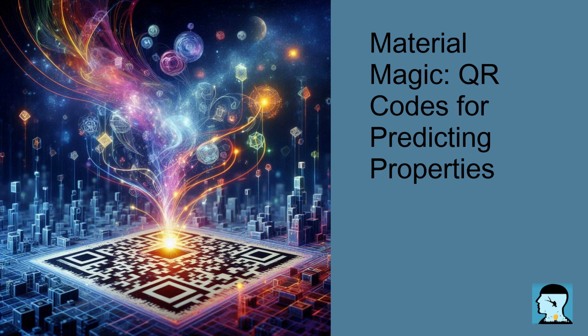Today, we'll explore the exciting world of machine learning surrogate models, particularly QRChEM. These models leverage molecular residues, like molecular QR codes, to predict material properties faster than traditional methods. Join us as we delve into the role of QRChEM in enhancing efficiency and accuracy in materials science.